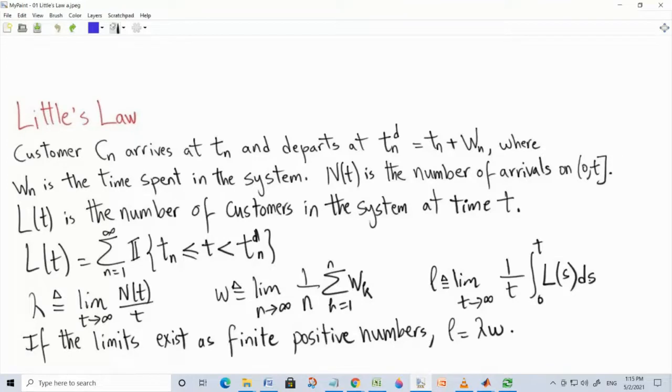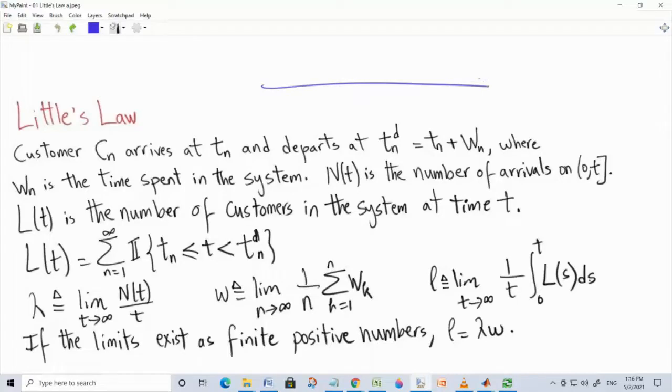Let's remind ourselves what's going on. So, Little's law, you can show it for special cases, but it turns out to be very generic. For example, it does not really require exponential inter-arrival times or exponential service times and so forth. In the argument that we started last time, there is no mention of what exactly the distribution is. It works under many assumptions, making it very general and applicable to many situations. So customer Cn arrives at Tn, departs at Tnd, which is Tn plus Wn.